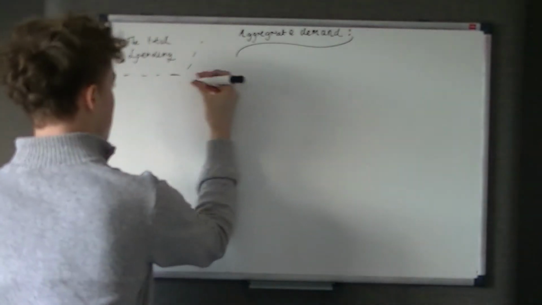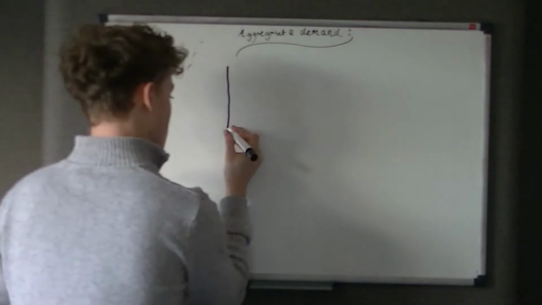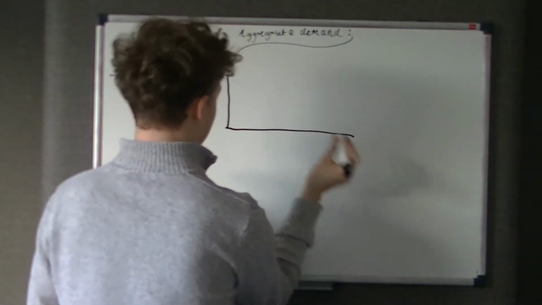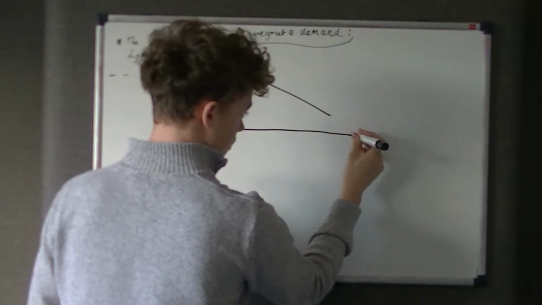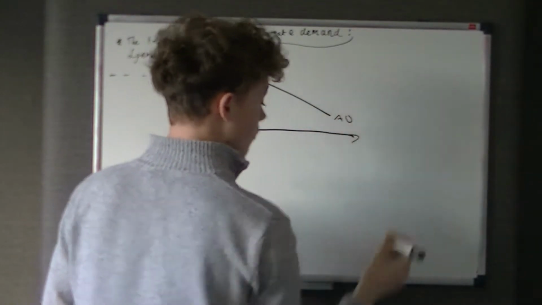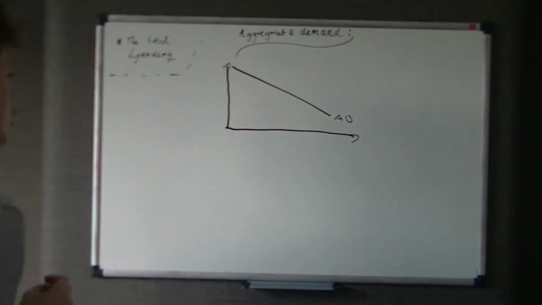So what does an aggregate demand curve look like? Well, it's quite like this. I'm not going to write the labels on because I need to explain a couple of things. I'm just going to draw the curve. It's going down, it's going across, AD. Don't forget to label it AD, by the way, otherwise it won't give you any marks at all.